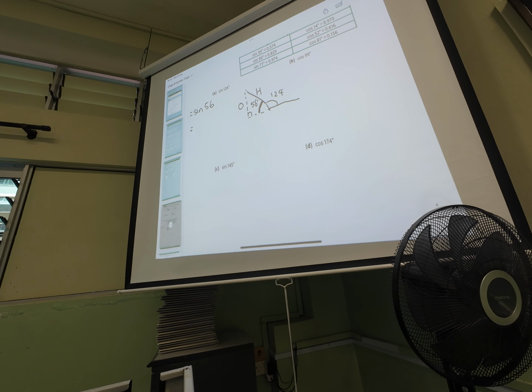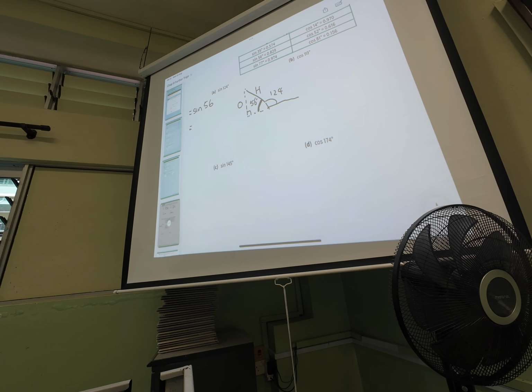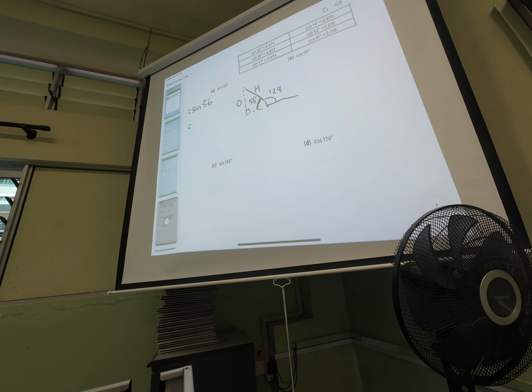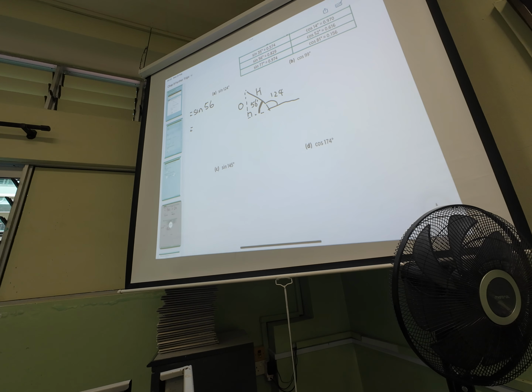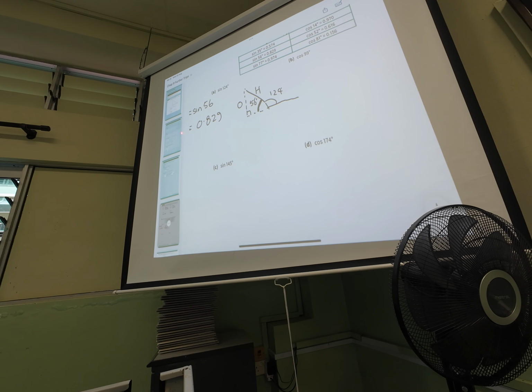So what they want is not for you to press the calculator, but for you to identify that the sine of 124 is the same as the sine of 56. Then from there, use the table. Reading from the table, sine 56 is 0.829. So your sine 124 is 0.829.